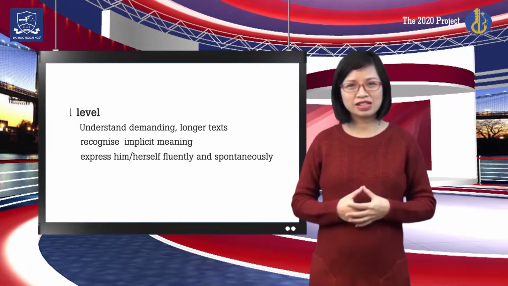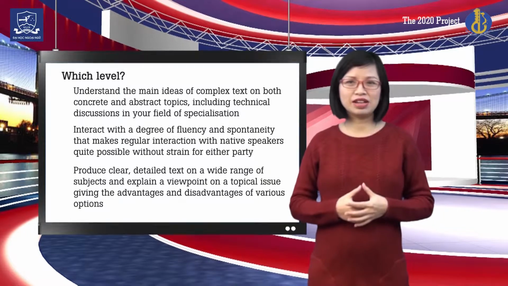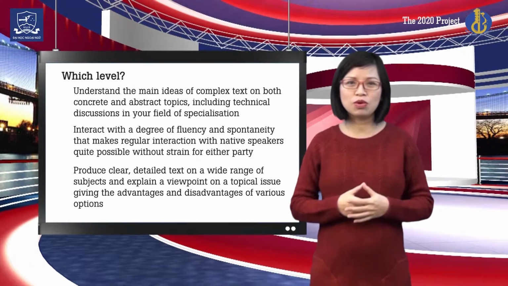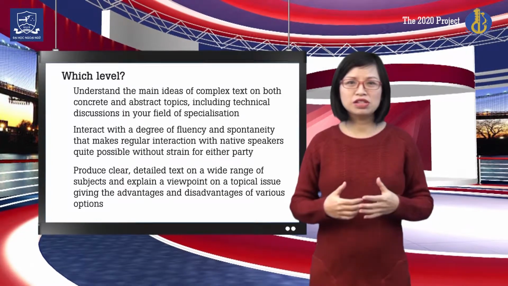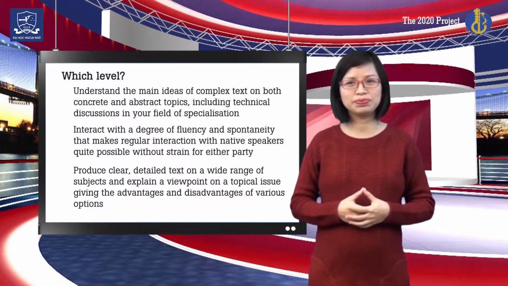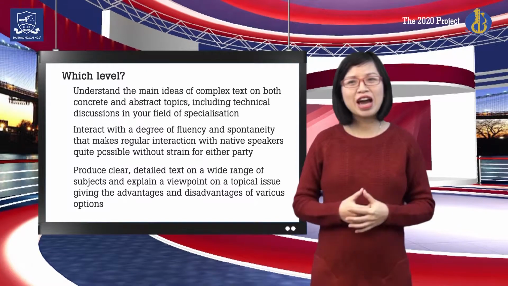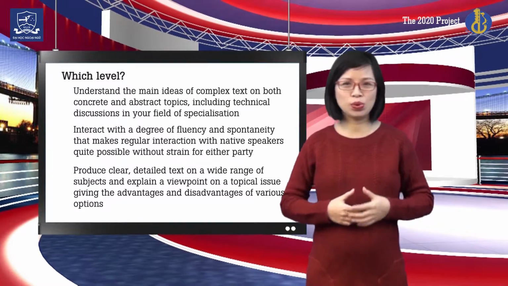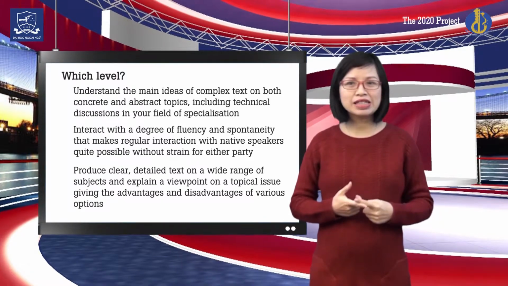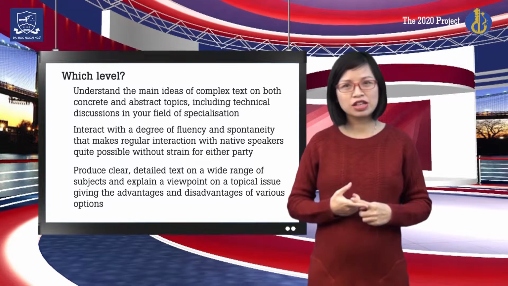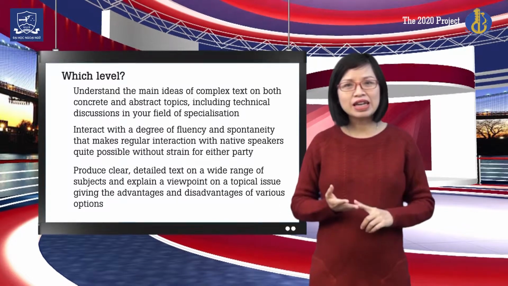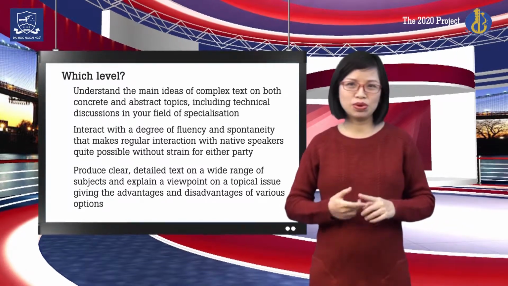Now, are you ready for the next exercise? In this exercise, you're going to read the descriptors on the slide and identify the corresponding level of all of them. All the statements are from one level only. You've now got 30 seconds to do this. Well, the correct answer is level B2. You can see some keywords and phrases like complex text, concrete and abstract topics, fluency and spontaneity, without strain, clear detailed text, explain a viewpoint.